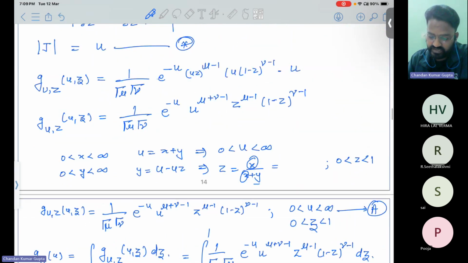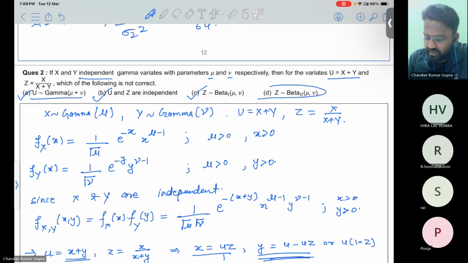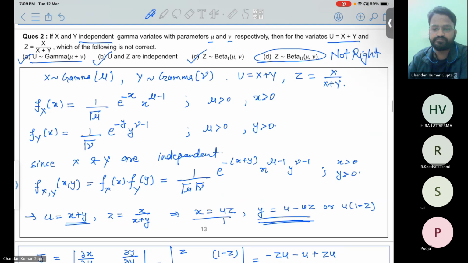So our question will be like, the first one is right, u and z are independent. Second one is right, z follows beta 1, it is also right. That means it is not right. Okay, so our option is option D.